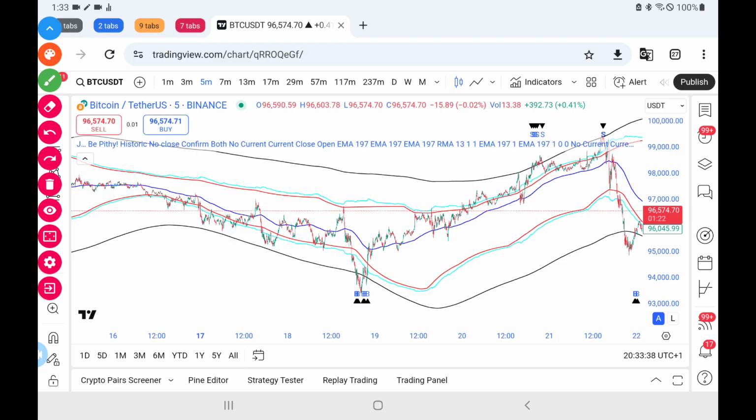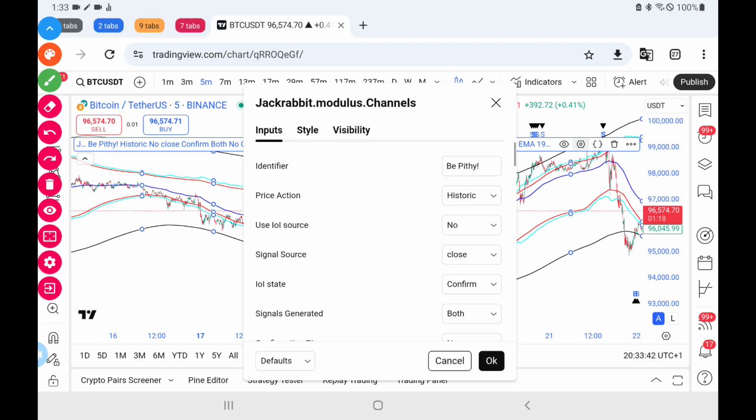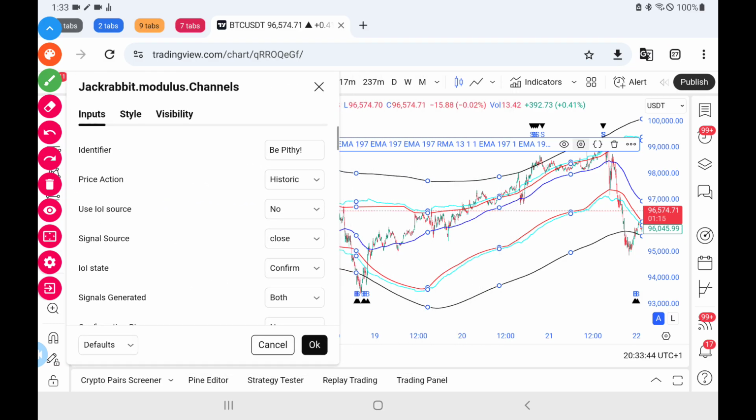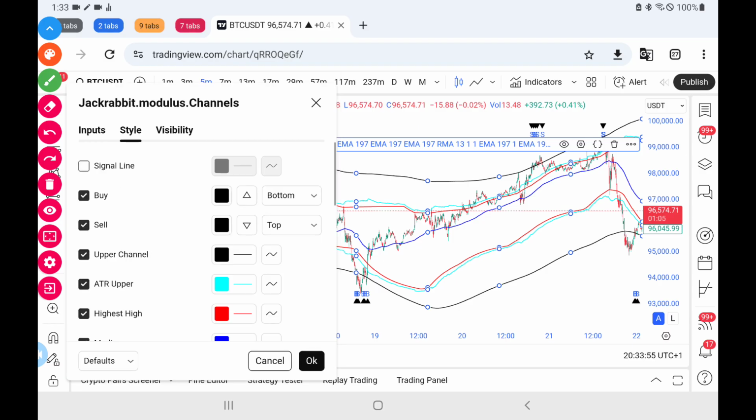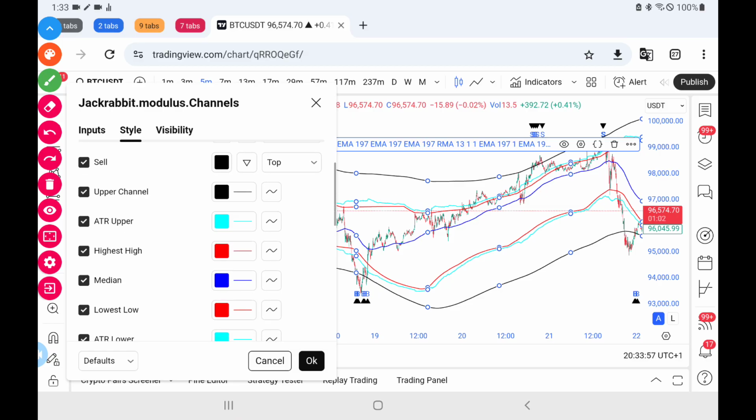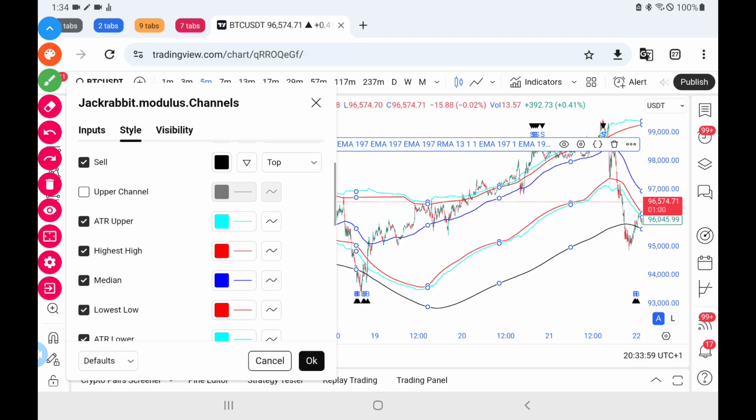So let's get into the settings and actually start taking it apart. We're going to start by turning off all of the unnecessary parts and go layer by layer into this indicator. So let's start with the very basic premise that all of the channel indicators have.